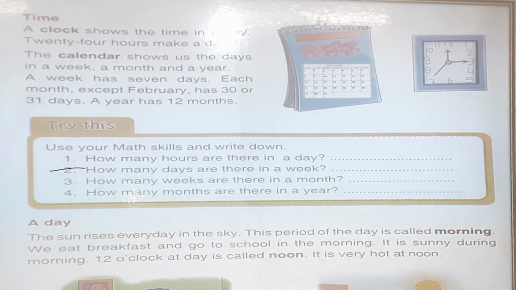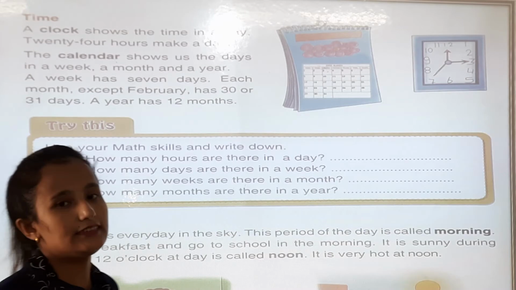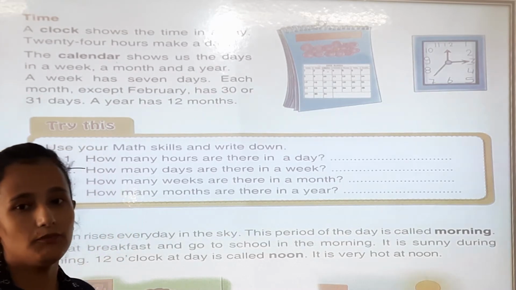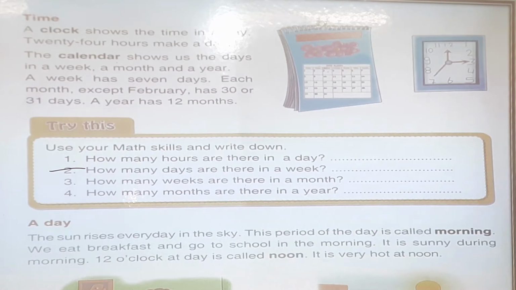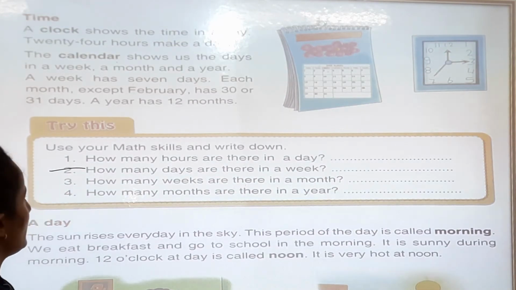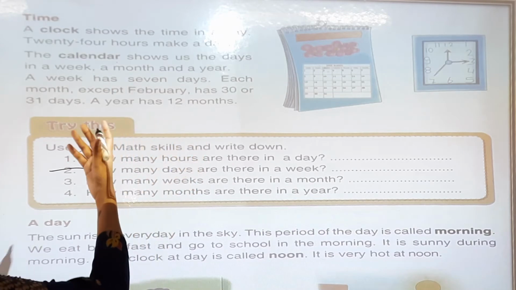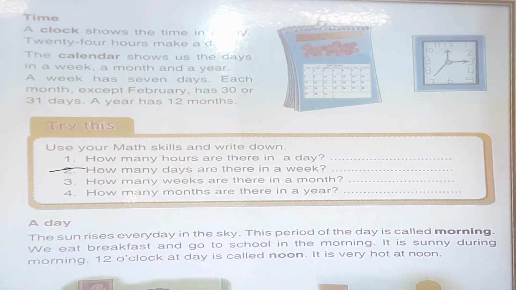With the help of a watch we can tell the time. For example, it is 11 p.m. or it is 12:30, right? The calendar shows us the day in a week, a month and a year. A week has 7 days. How many days are there in a week? 7 days. A week has 7 days.